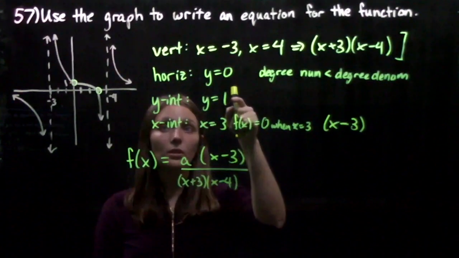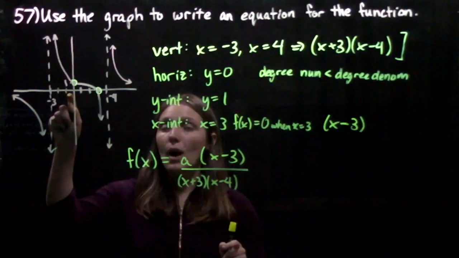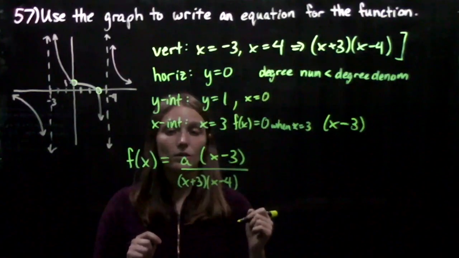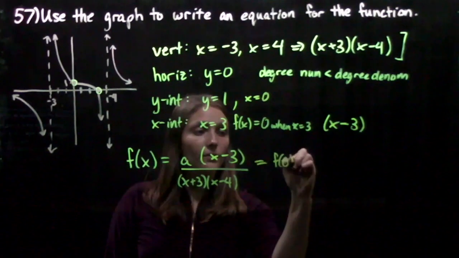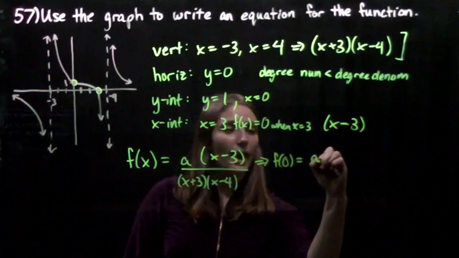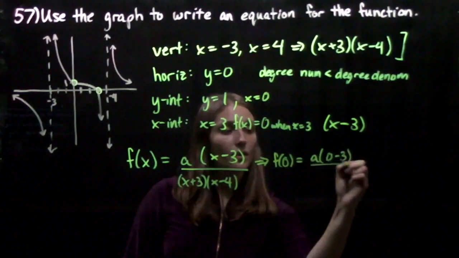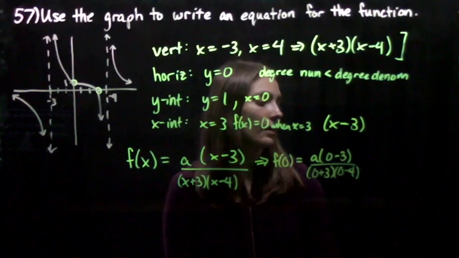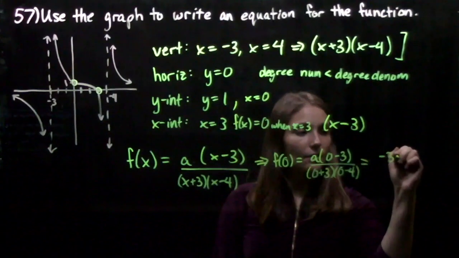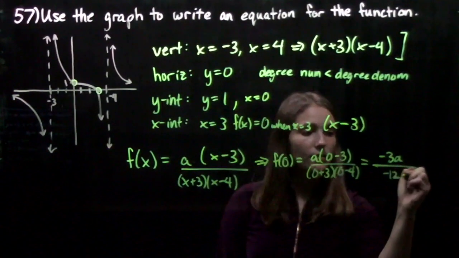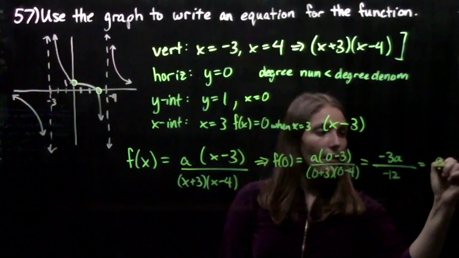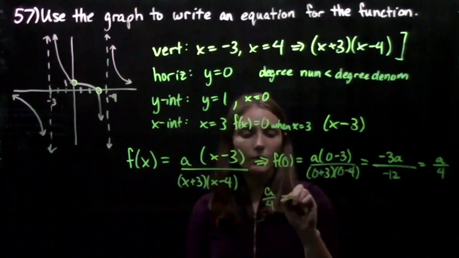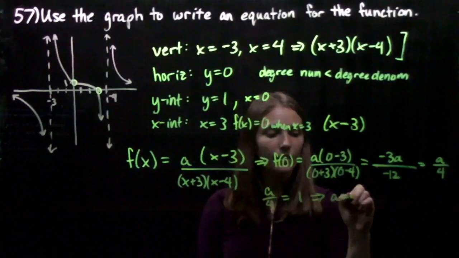And the way we do that is we use one point on the graph, which is going to be y equals 1. So when y equals 1, we have that x equals 0. So we're going to plug in f of 0 equals a times 0 minus 3 all over 0 plus 3 times 0 minus 4. And when we simplify that, we get -3a all over -12, or a over 4. And what do we have a over 4 equal to? We have a over 4 equals 1. So we get a equals 4.